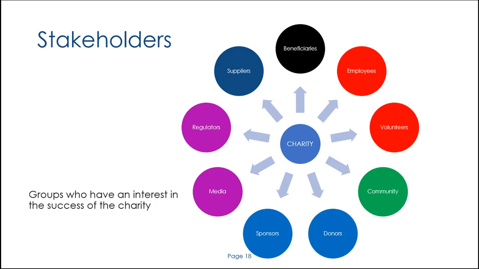There might be government or national or international regulatory bodies that influence the sort of work that your particular charity does, working with children or with medicines or with animals or with environmental issues. So those are the stakeholders, and it's important that we take account of their wants and needs for several reasons.